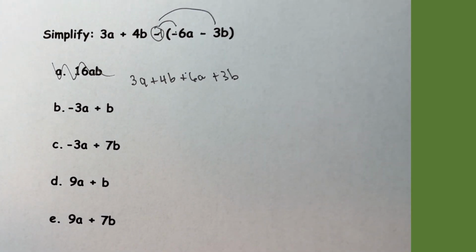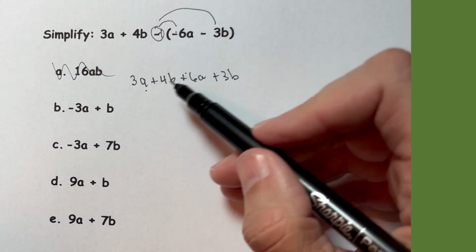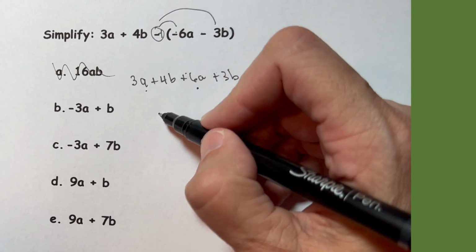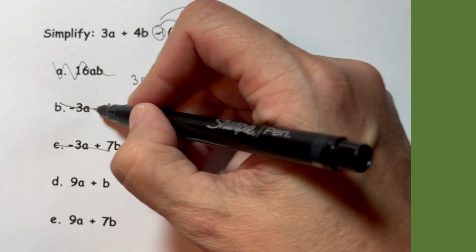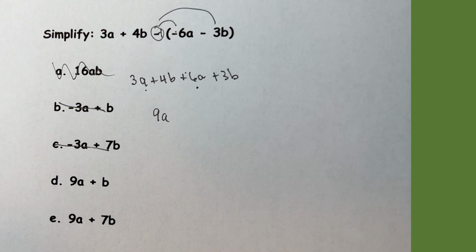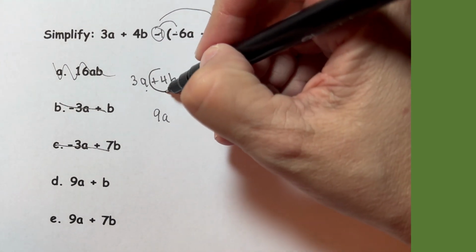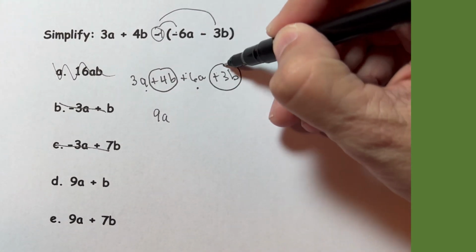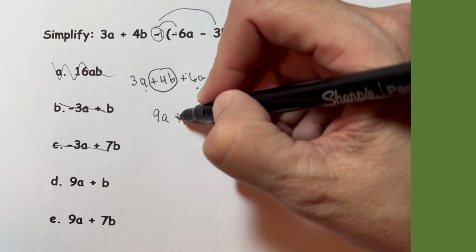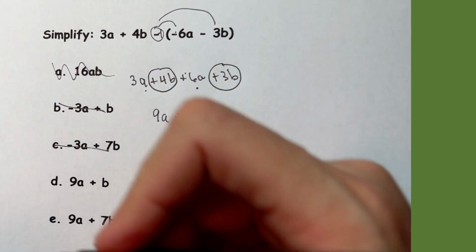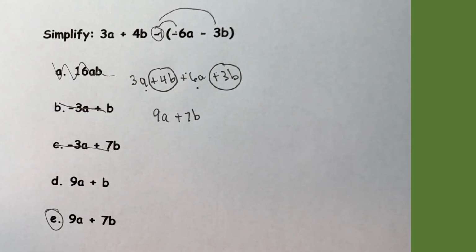Now, 3a's and 6a's give you 9a's. Gone. If you have 4b's and I give you 3 more b's, now you got positive 7b's. There you go. There's your answer.